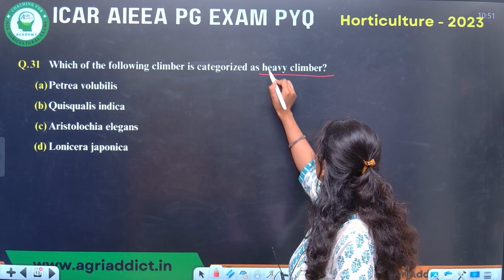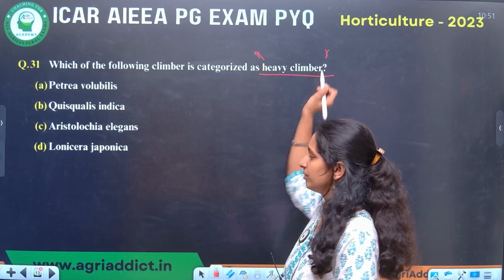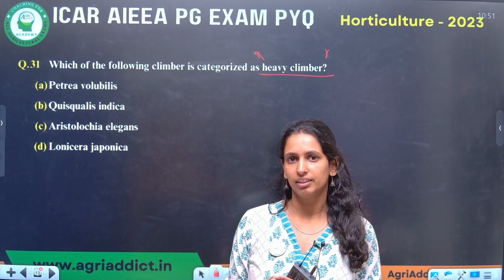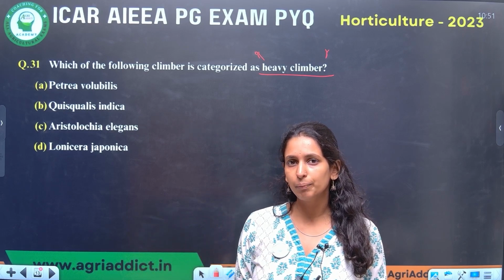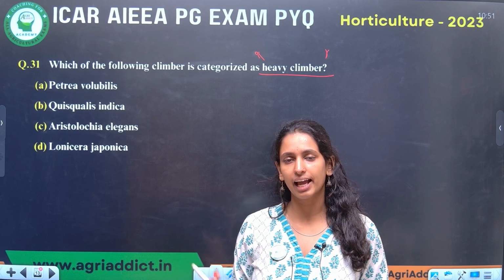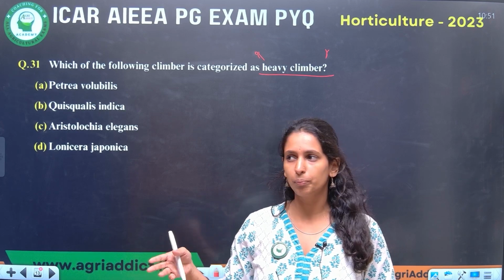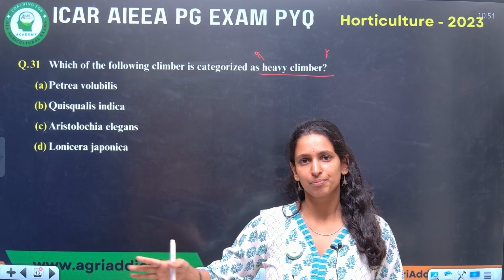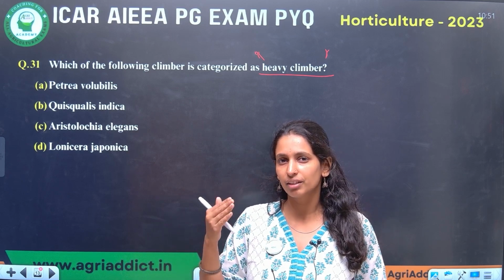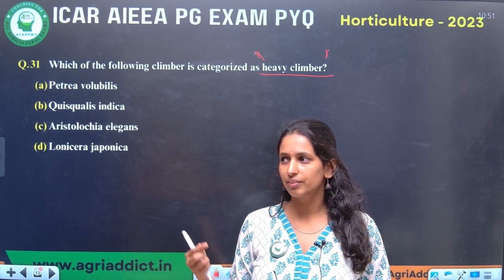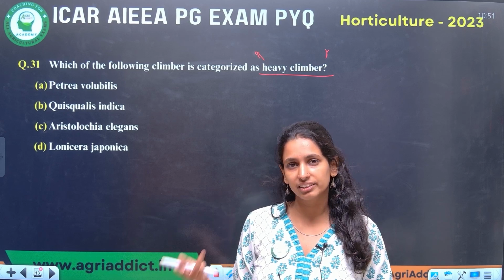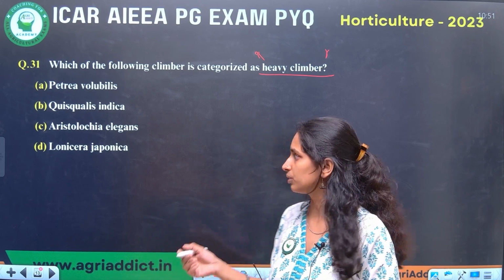In this, which is related to a heavy climber. In climbers, these two categories are very important, heavy climber and light climber. Heavy climber means they will be having a more number of leaves and they have very luxurious growth. If you plant, they will occupy the whole area. But light climbers means they will be having very slow growth, and also they will be having sometimes the deciduous nature. They don't have any luxurious growth.